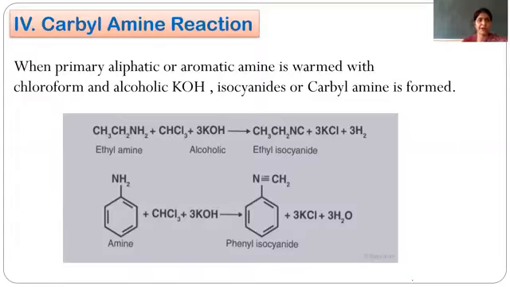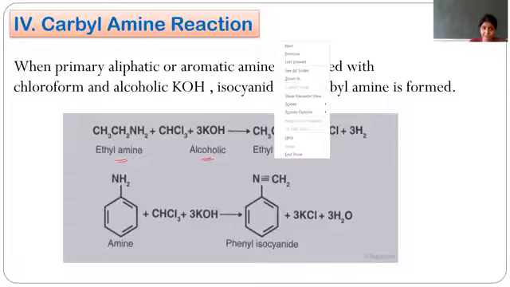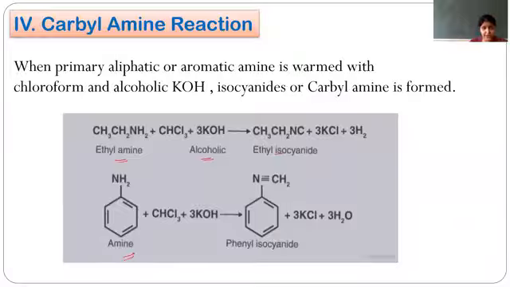Next is the carbylamine reaction. When primary aliphatic or aromatic amines are warmed with chloroform and alcoholic KOH, a bad smelling compound is formed, which is known as isocyanide or carbylamine. Here you can see the reaction of ethylamine. A primary aliphatic amine, when it reacts with chloroform and KOH, forms ethyl isocyanide. When the primary aromatic amine aniline reacts with chloroform and KOH, it forms phenyl isocyanide. This reaction is known as the carbylamine reaction because the compounds formed are also known as derivatives of carbylamine.